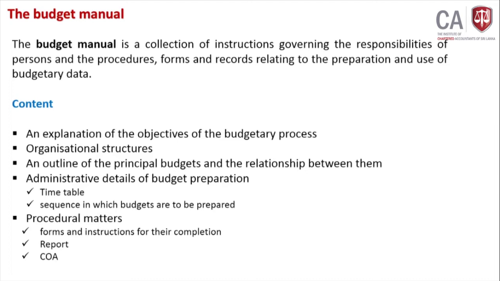Then procedural matters. Procedural matters means what? Forms and the instructions for their completion: what forms there are, how to fill them in, the reports that you expect at the end of the budget, and the chart of accounts of the company. Such procedural matters you will include. So this is the content of what? Content of the budget manual.